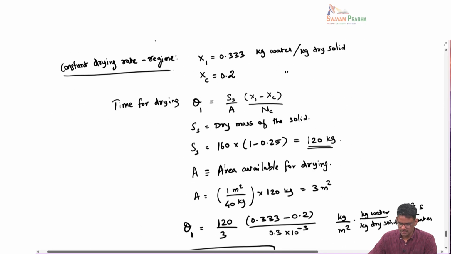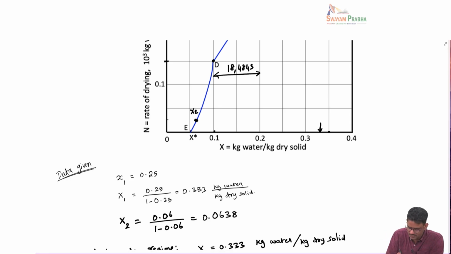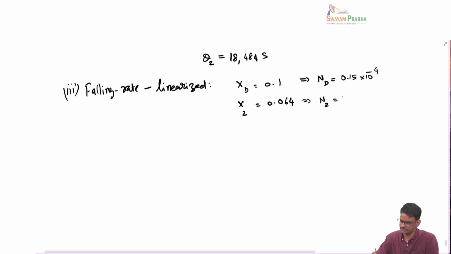So n2, I think it's roughly about 0.025. This is roughly about 0.025. This should be 10 power minus 3.